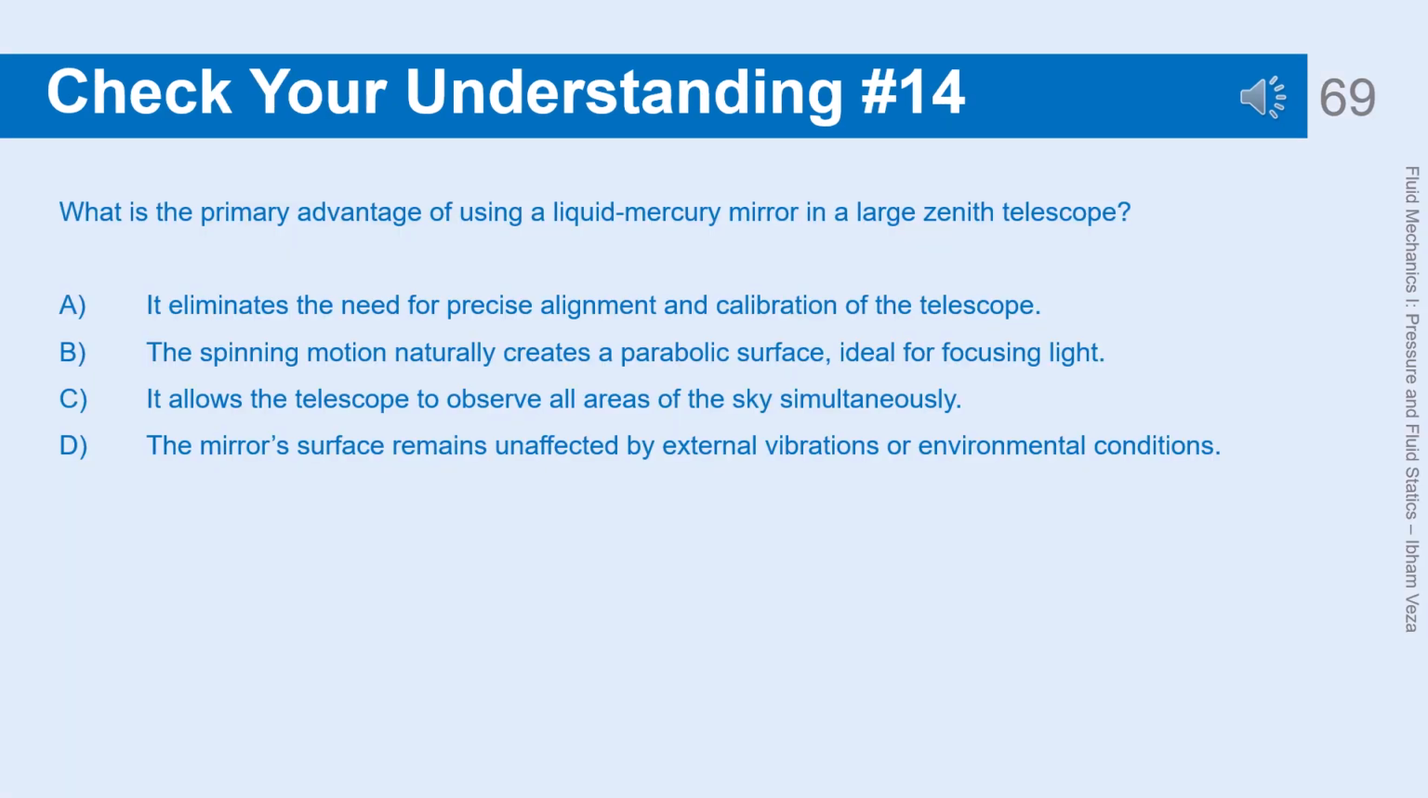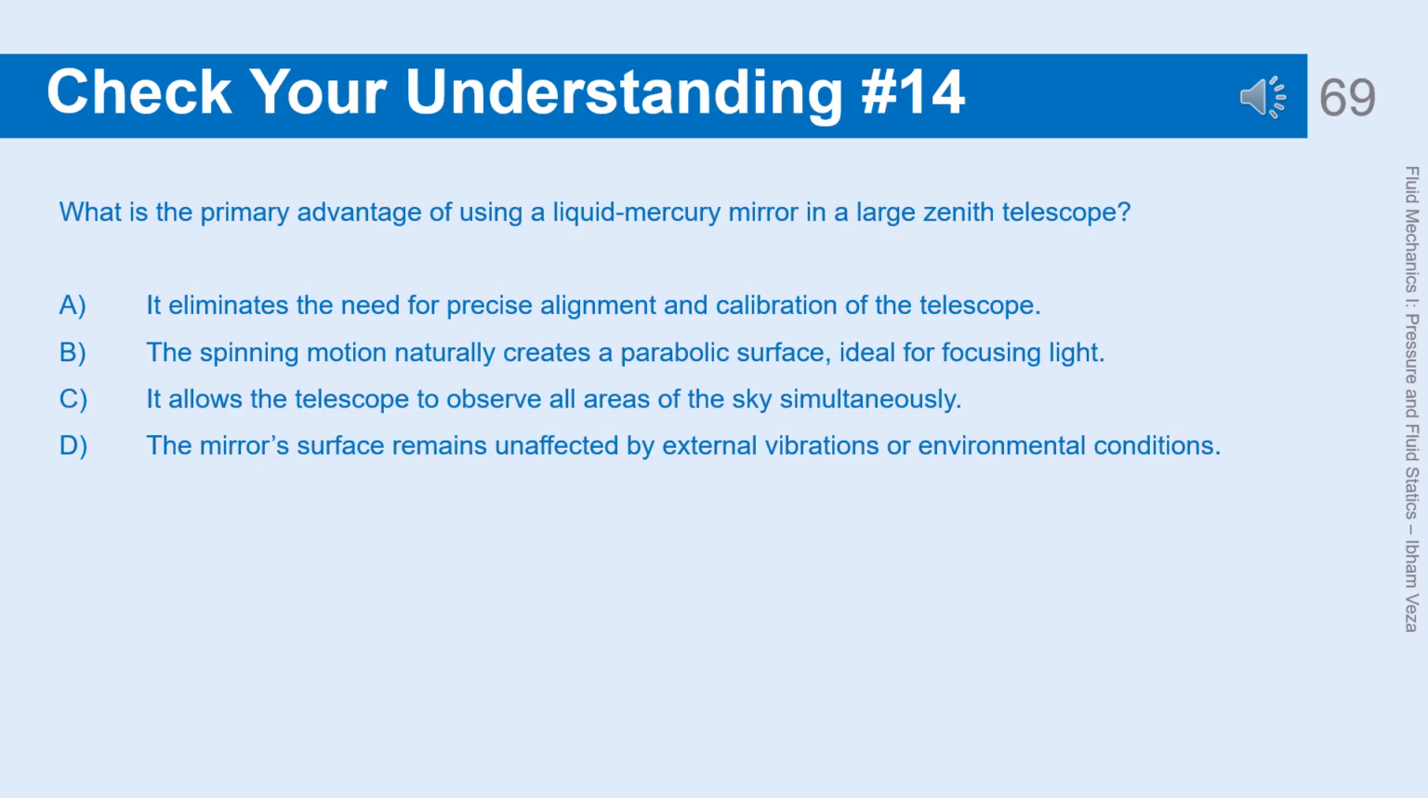Check your understanding number 14. What is the primary advantage of using a liquid mercury mirror in a large zenith telescope? Correct answer, B. The spinning motion naturally creates a parabolic surface, ideal for focusing light. Explanation of incorrect options. Option A.